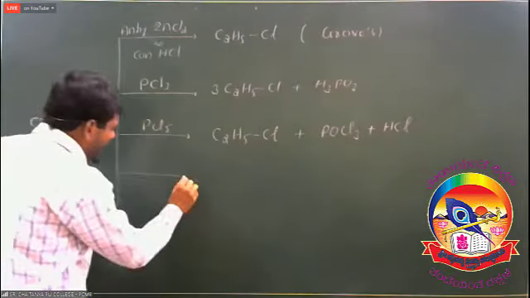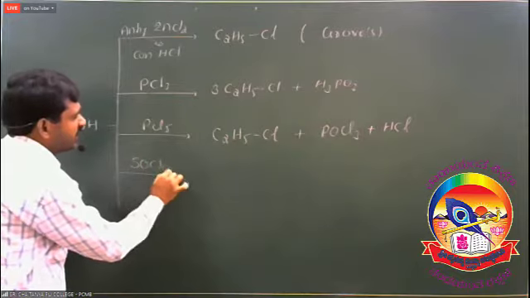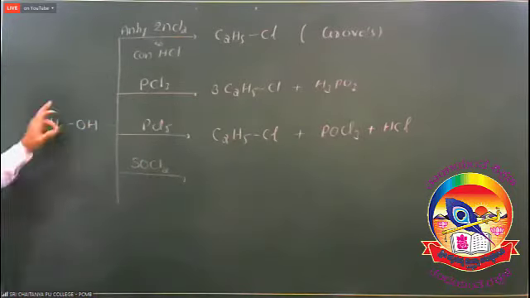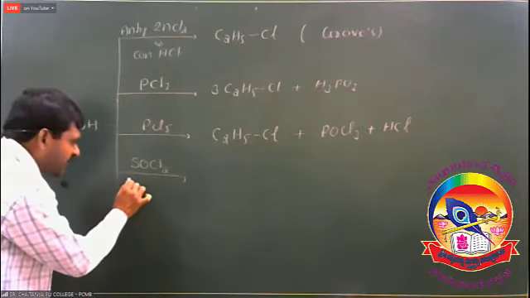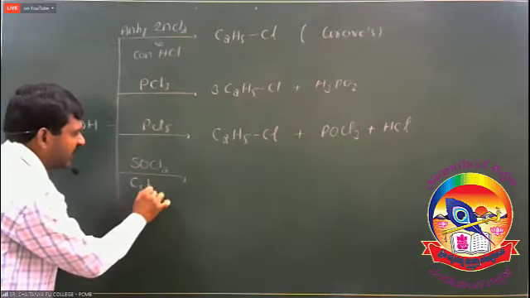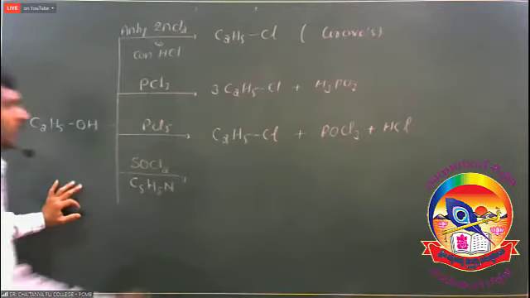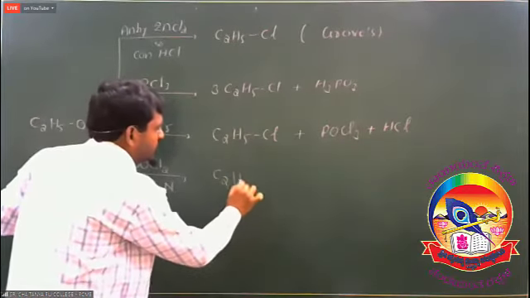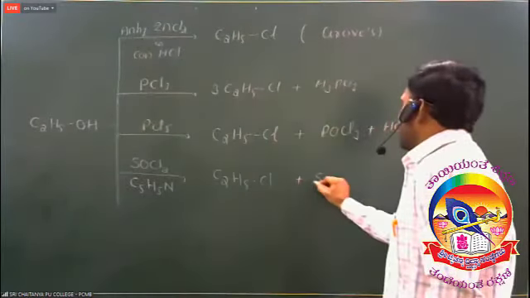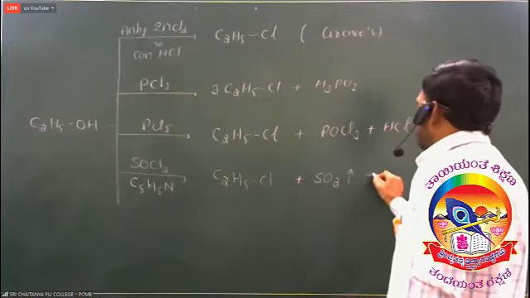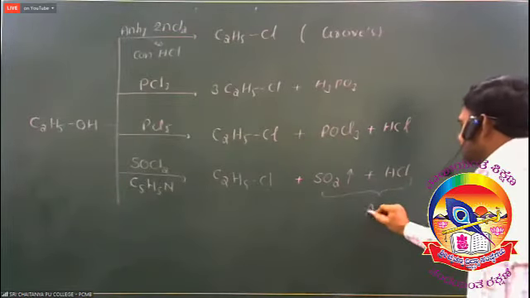The next one. In this reaction, SOCl2, that is thionyl chloride, reacts with ethyl alcohol in the presence of pyridine, C5H5N. Ethyl chloride, C2H5Cl, is obtained. Here the byproducts are sulfur dioxide and HCl. These two are acidic impurities.